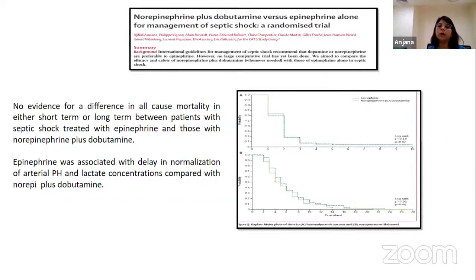Now, this is a trial where they compared adrenaline and found that there was no evidence for a difference in all-cause mortality in the patients receiving short-term or long-term epinephrine, or where they combined norepinephrine with dobutamine. In fact, epinephrine was associated with a decrease in arterial pH and an increase in lactate concentration, but of course, no harmful effect was seen with the high lactates as well, though it did show the biochemical changes.